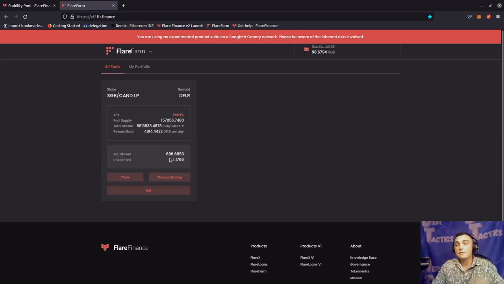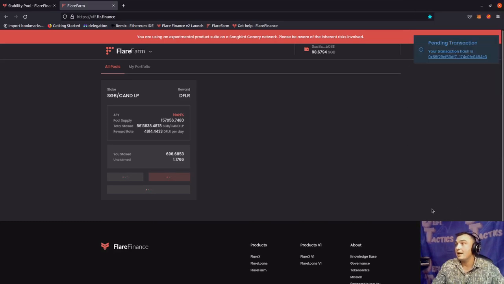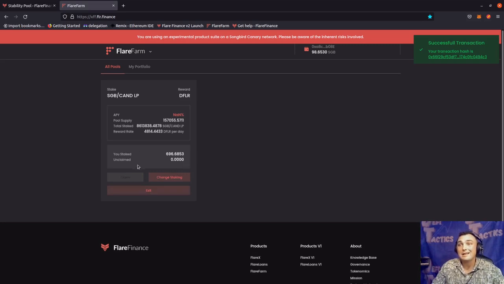So switching over to the Flare farm, we can see that based on these 696 Flare X liquidity pool tokens staked over the past 3 days, we've earned about 1.1766 DeFlare. So we're going to go ahead and click the claim button. We're going to confirm the transaction and wait for confirmation. We got a successful transaction. As you can see, the unclaimed amount of DeFlare has dropped back down to zero.